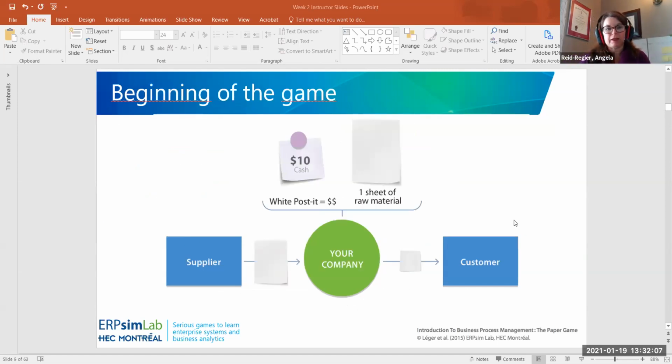At the beginning of the game, you start off with $10. We have $10 listed on the sticky note, and 1 raw sheet of material. This is our 8.5 by 11 that will be cut up into 6 pieces of paper.